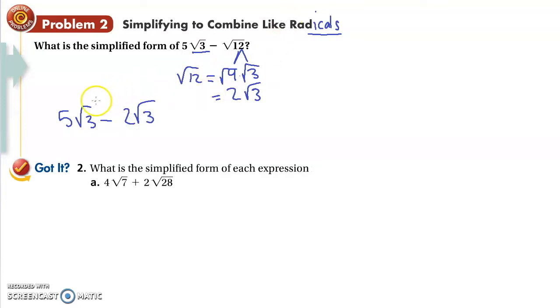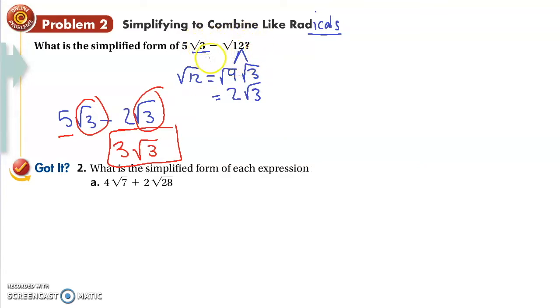And now, are they like? Yes. So let's go ahead and subtract. What is 5 minus 2? 3. Square root 3 would be our answer. So just because it might not look like it can be subtracted or added, doesn't mean it can't. It means we have to go a step further. We have to figure out, well, what is this in its lowest form?